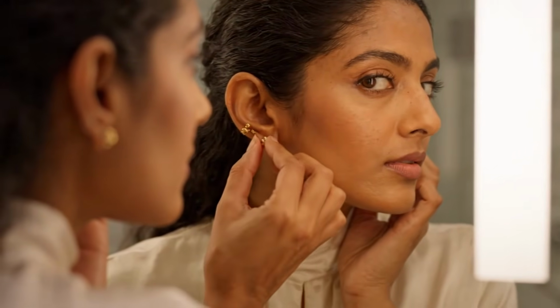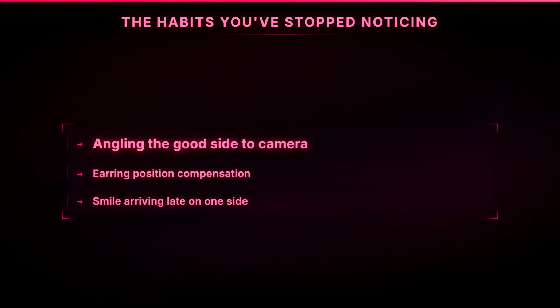Some of you will look at that first photograph and feel nothing in particular. That's fine. That's actually the more common response. And it doesn't mean the asymmetry isn't there. It means you've gotten so used to compensating for it that your eye has stopped registering it as unusual. You've built an entire visual vocabulary around your own face that quietly excludes the thing that's off.